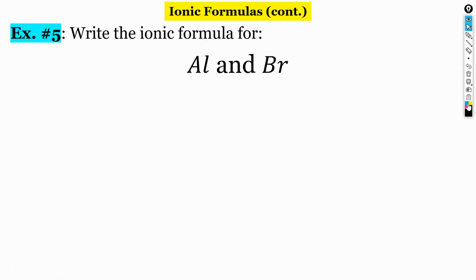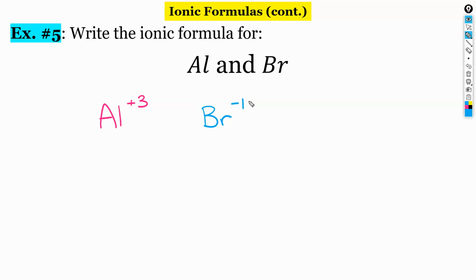Okay, so in this case, we have aluminum and bromine. So aluminum is in group 3, so it's got 3 valence electrons. It's going to lose those. It'll have a charge of +3. And then we have bromine. Bromine is in group 7. It needs 1 more valence electron, so it's going to have a charge of -1.